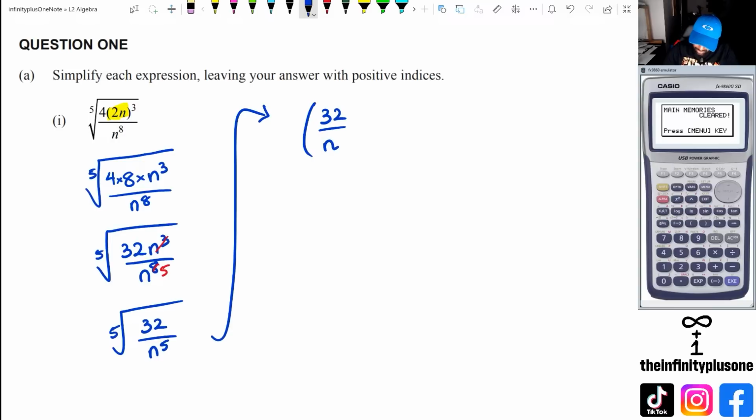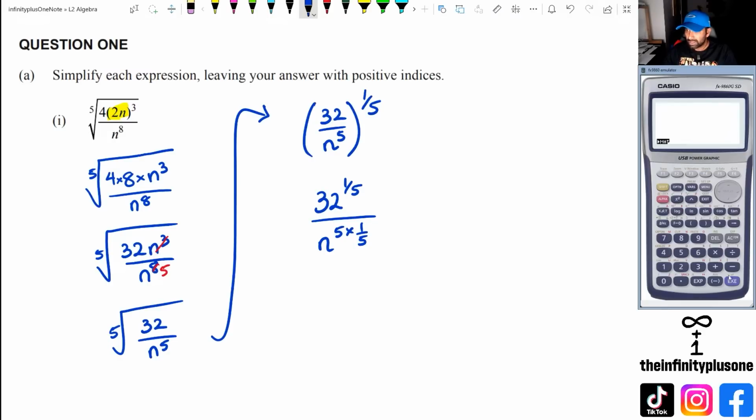So I'm going to get 32 to the power of 1/5, and n to the power of 5, to the power of 1/5. And then what I've got is 32 to the power of 1/5 divided by n to the power of 5 times 1/5. Now 32 to the power of 1/5, that's going to be 2. But I'm just going to show you folks how to do that in the calculator. Really important that you put the 1/5 in a bracket. Otherwise, you're going to end up with some ugly numbers there. So what we've got here is 2, and 5 times 1/5 is just 1. So that's going to be 2 over n.